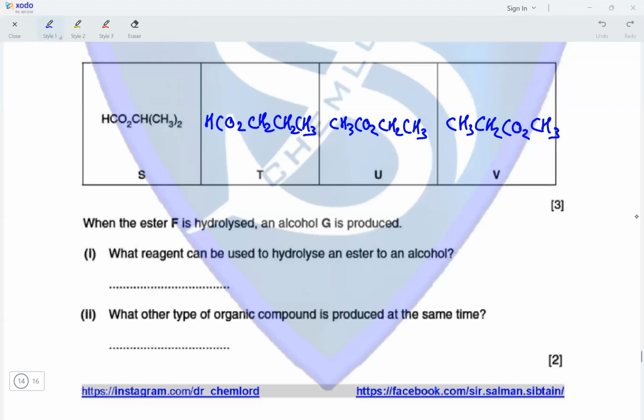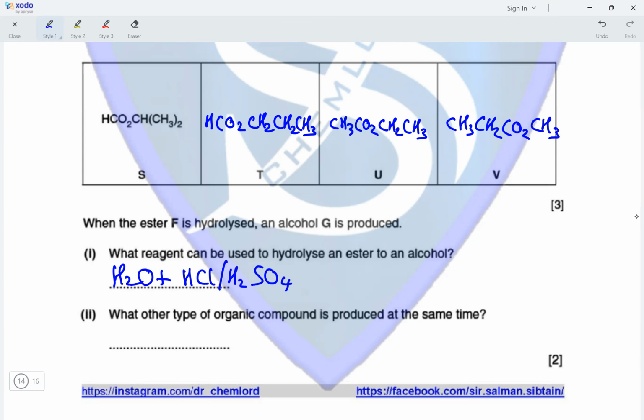When the ester F is hydrolyzed and alcohol G is produced, what reagent can be used to hydrolyze an ester to an alcohol? So we can use water plus acid. Acid could be HCl or H2SO4.